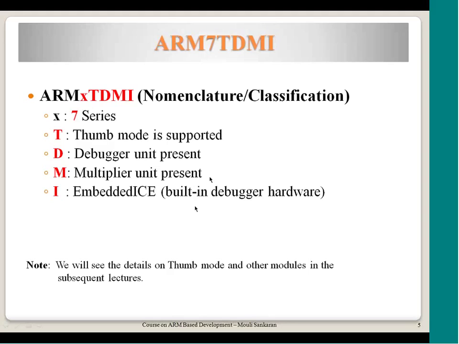And then M is the multiplier unit, and I, embedded ICE, is a built-in debugger hardware. So these two are for the debugging perspective, and this one is for the high performance multiplier unit present in the system. We will go into these details later. This is just an introduction about the naming convention and the nomenclature followed by ARM.